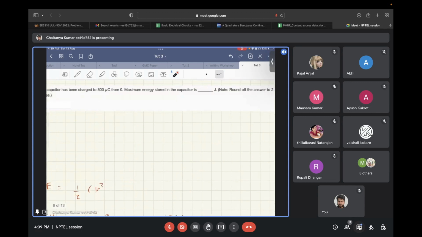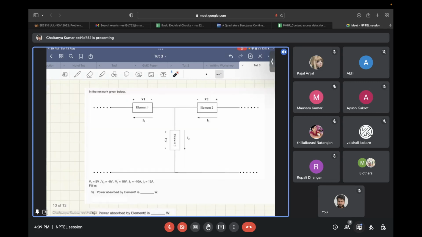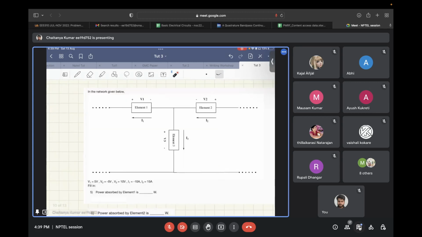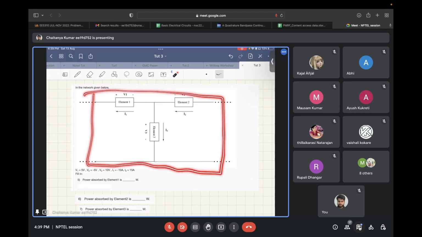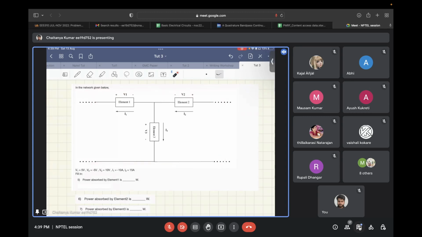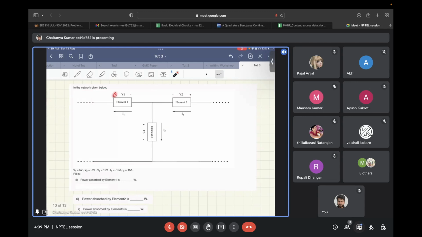So let's move to the next question. You need to find the power. This is a part of a network mentioned in the question, and the voltages developed across the elements and the current through the elements are mentioned over here, and you need to find the power absorbed in element 1, element 2, and element 3.